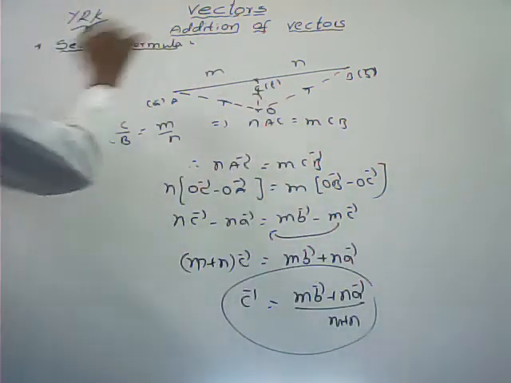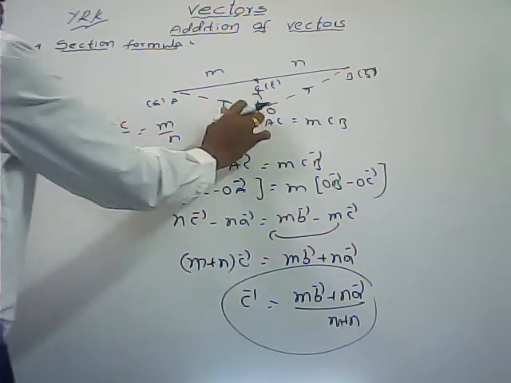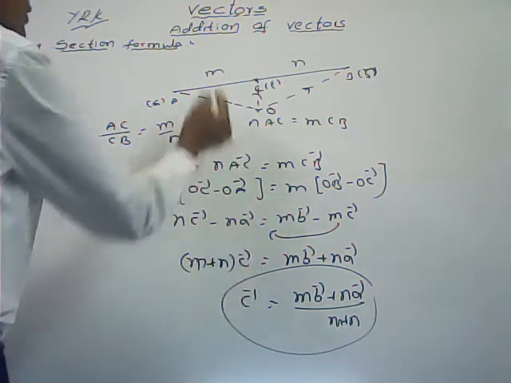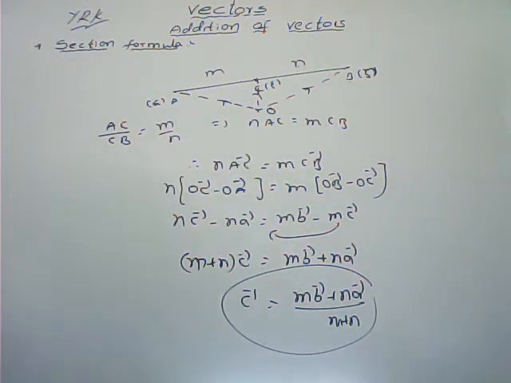So what is the position vector of C with respect to origin? OC bar, I have taken C bar, that is equal to M into B bar plus N into A bar by M plus N. That is the section formula.